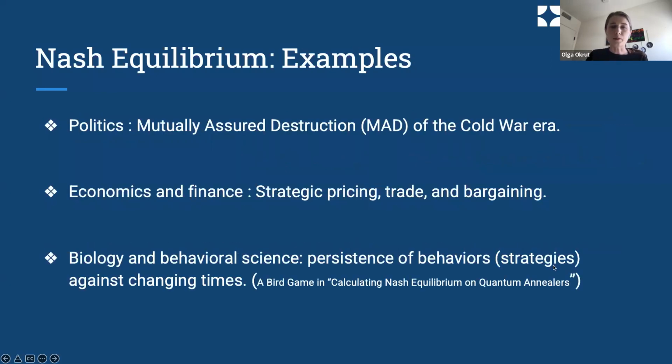Some examples of Nash equilibrium are the mutually assured destruction of the Cold War era. In fact, the recent Indian-Pakistan standoff over nuclear weapons is also an example of Nash equilibrium. From economics and finance, strategies, trading and bargaining are also part of the solutions of Nash equilibrium. And Nash equilibrium also describes evolutionary biology and some cases in behavioral science.